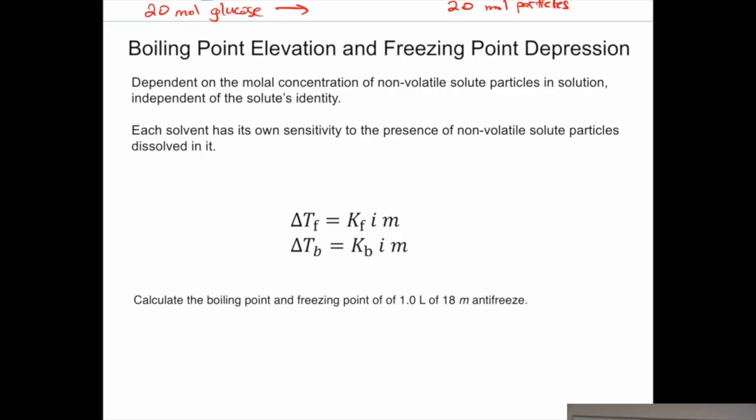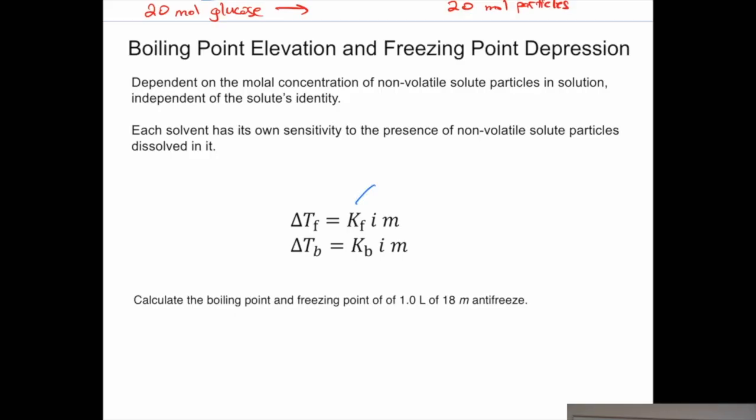I think I showed you this same setup, but now it's broken up a little bit more. So we're going to calculate the change in temperature. Sub F is if the freezing point is being lowered, and sub B is if the boiling point is being elevated. But ultimately, the equation is all the same.